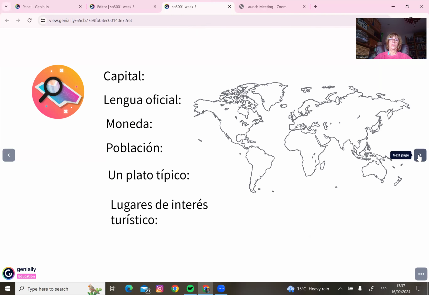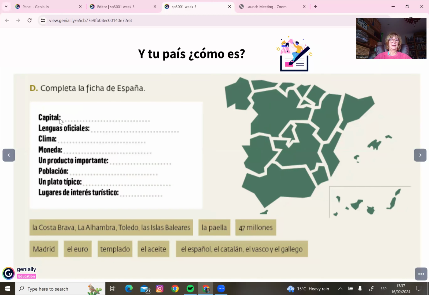So if I take the example of my own country, Spain, capital, Madrid. Lenguas oficiales, el español, el catalán, el vasco y el gallego. El español, it's spoken in the whole Spain. El catalán is spoken in Cataluña, Valencia y Baleares. El vasco, it is spoken in this region, but it's not a region, it's a comunidad autónoma. Y el gallego, it is spoken here, in Galicia. Un producto importante, el aceite, olive oil. Población, 47 millones de personas viven en España. Un plato típico, la paella.